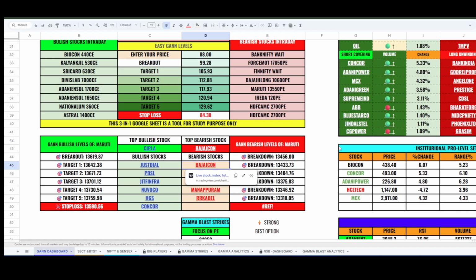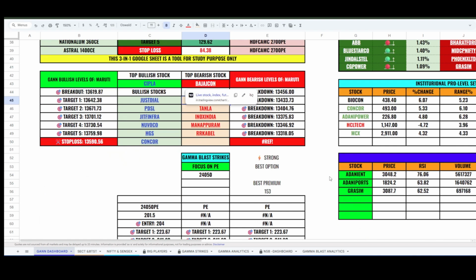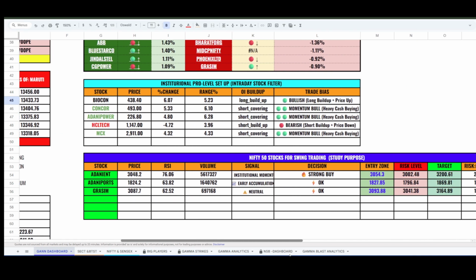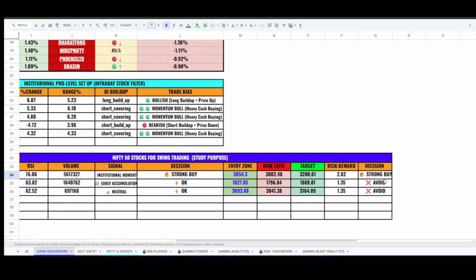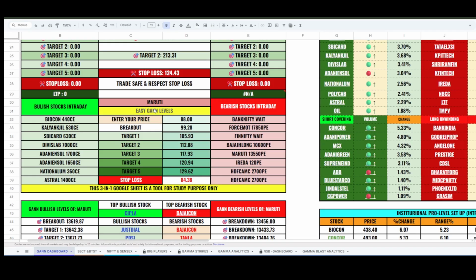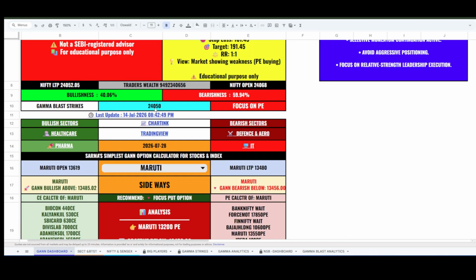So this is the one I have created for you all. So please use this. And then we have institutional level stocks filtered over here. And we have again a swing trade dashboard given. Today we have got Adani Enterprise strong buy. Adani Ports is okay. Grasim is okay, but not recommended. Whether to buy or not, it is avoid. Adani Enterprise is a strong buy. So this is how we have the perfect entries and everything.